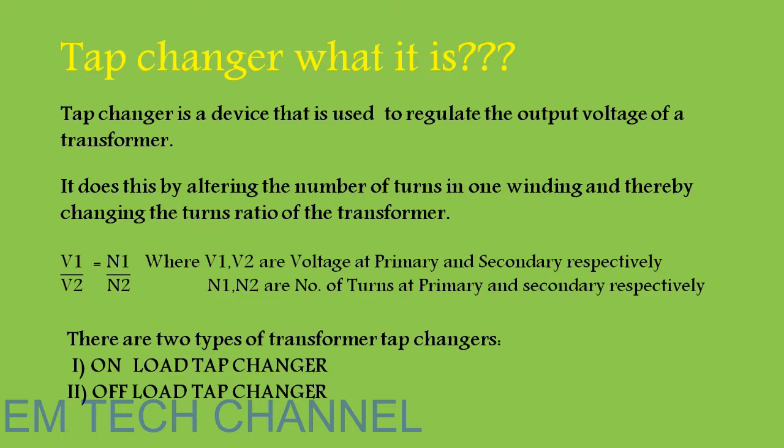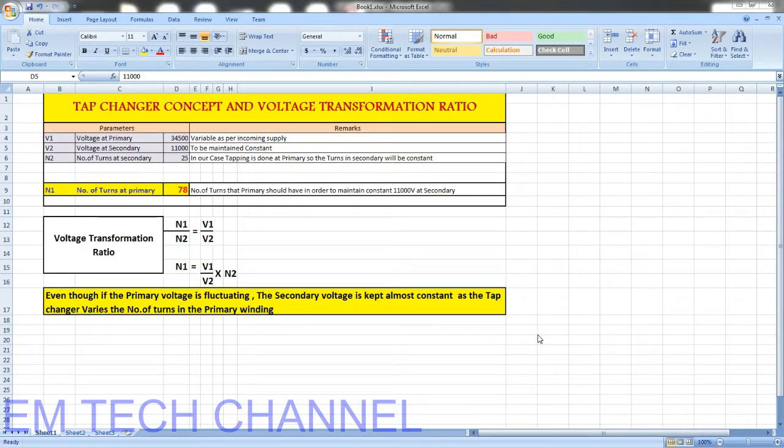Now we will see the Excel sheet to understand how the variation of the turns in one winding will reflect the voltage change in the respective winding. And this is the Excel sheet which I was talking about. Here V1 is the voltage at primary. In our example, we took the primary voltage as 33 kV and secondary voltage as 11 kV. Voltage at primary will be variable as per the incoming supply, as per the EB side, or there will be some fluctuations, as you know. V2 is the voltage at secondary. It should be maintained constant because it directly goes to the load. And N2 is the number of turns at secondary. Here it is given as 25, but in a practical case it will be different.